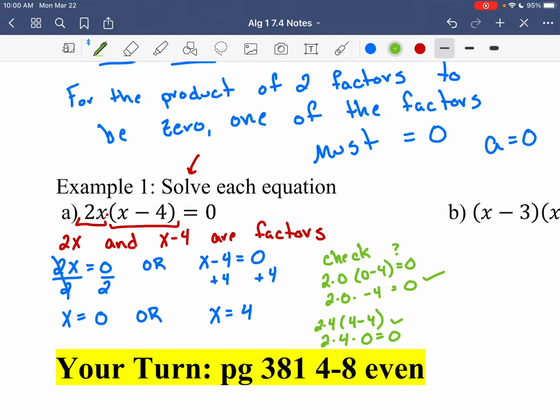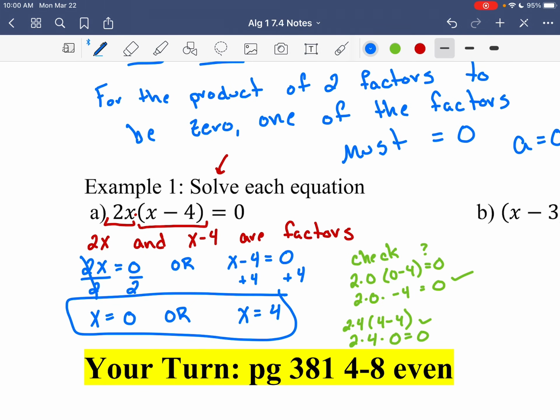So this equation actually has two solutions. So we write them, there's our solution right there, x equals 0 or x equals 4. Sometimes we write them as what we call a solution set. And we'll write them least to greatest, 0, comma, 4, with curly brackets around it. So those are the two numbers that will work for x.